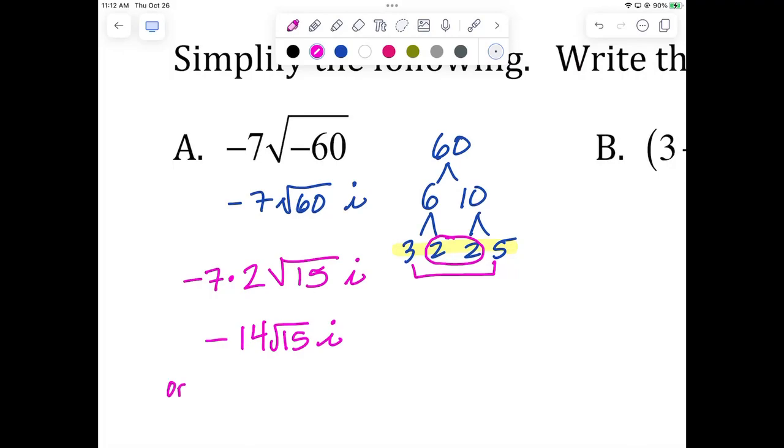Or if you're a multiple choice question, your answer choice could be written like that. I don't like that nearly as much. I like the i on the back end as a variable, clearly outside the radical. Review. Comments, questions?